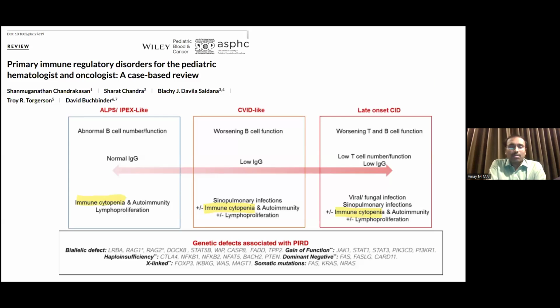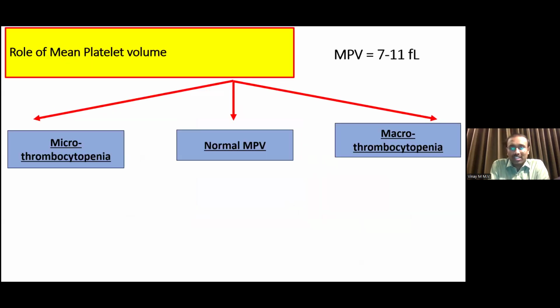This is another review article, published in Pediatric Blood and Cancer in 2020, about what a pediatric hematologist and oncologist should know regarding primary immune regulatory disorders. The three masqueraders of chronic ITP are ALPS, CVID-like syndromes, and late onset combined immunodeficiency. CVID has low immunoglobulin levels, ALPS has normal immunoglobulin but increased double negative T cells, and late onset CID usually has low T cell numbers. All of them present with immune cytopenias with some other syndromic manifestations.